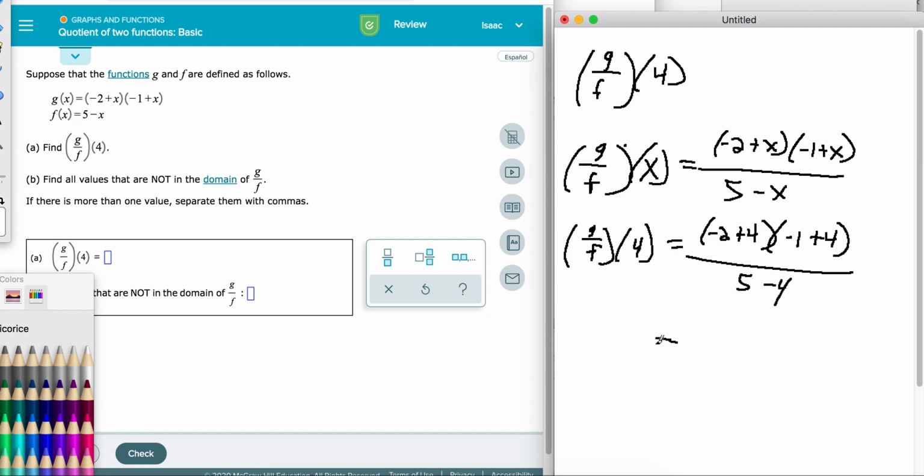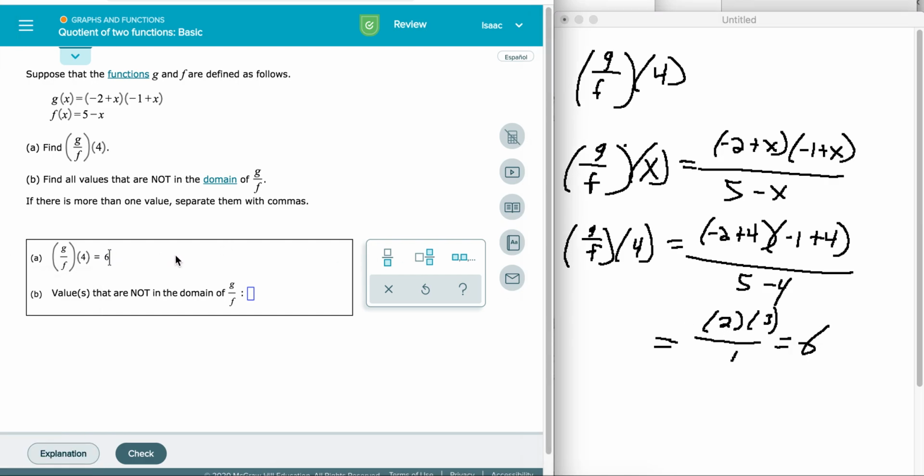Okay, so it just takes some simplifying. Negative 2 plus 4 is 2, and then negative 1 plus 4 is 3, and then 5 minus 4 makes 1, so we got 6 for our answer here. Okay, comes out to just a value.